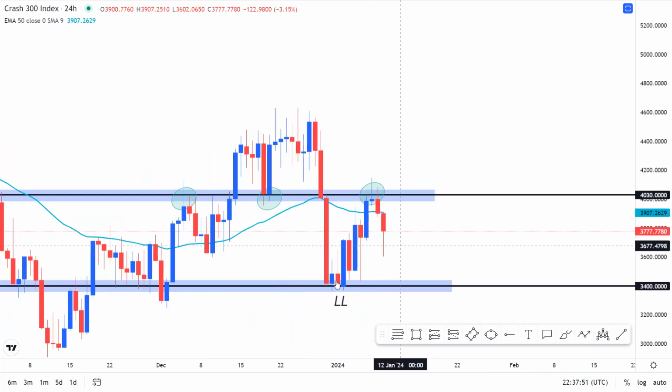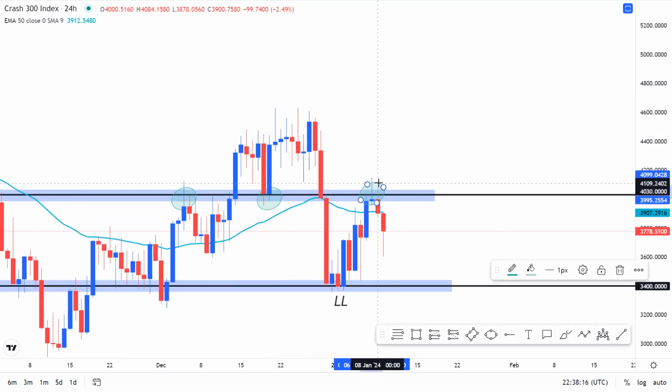And then, of course, as soon as I noticed the pullback coming nicely again into the level, I pretty much was expecting the same thing to happen. The level was expected to act as a resistance, which ended up happening.